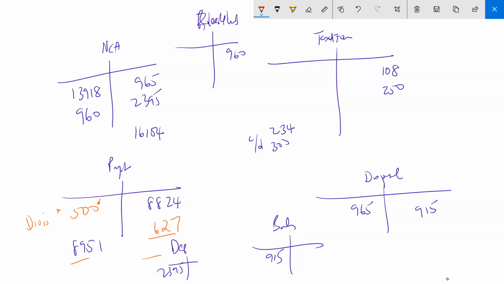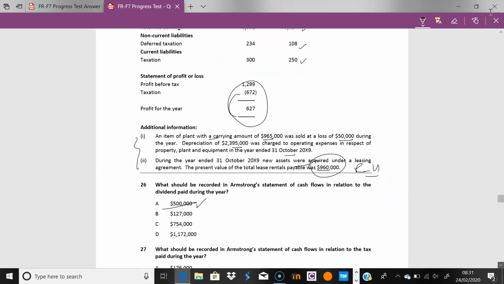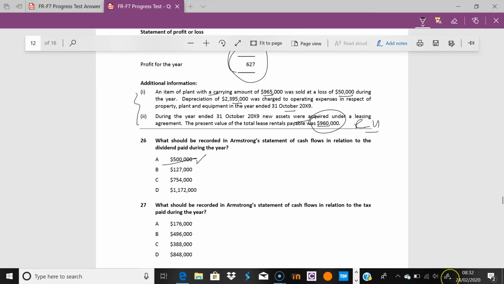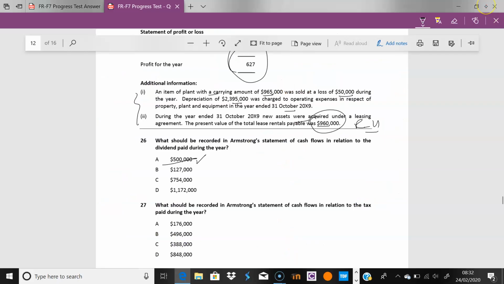So your answer there is A. Now that's pretty much it. Just find out what the missing figure is. Then next, in relation to tax paid, go back to tax. Here we have taxation, so you start with this, and it says that your tax charge for the year is 672. Therefore, if this is your closing, you must have paid that to the bank. You do that, and that's 496. Done. And that takes you to B.